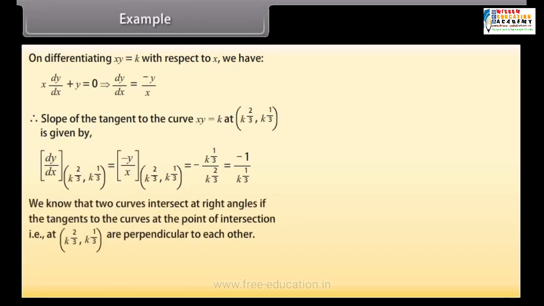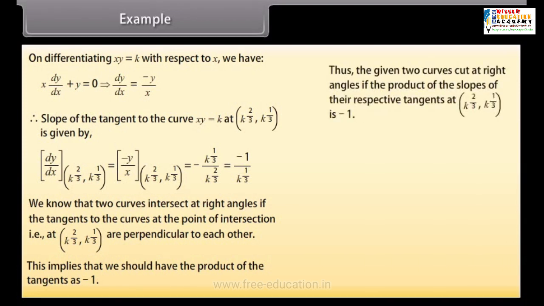We know that two curves intersect at right angles if the tangents to the curves at the point of intersection, that is at (k^(2/3), k^(1/3)), are perpendicular to each other. This implies that we should have the product of the slopes of the tangents as -1. Thus, the given two curves cut at right angles if the product of the slopes of their respective tangents at (k^(2/3), k^(1/3)) is -1.